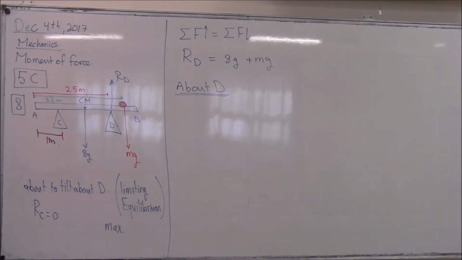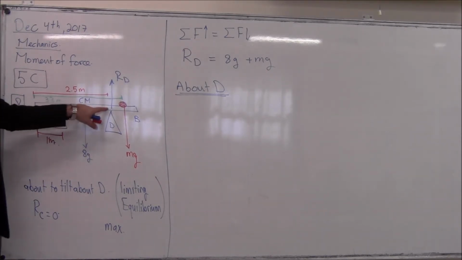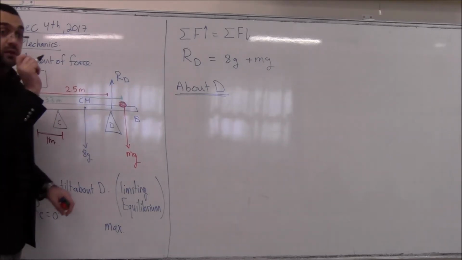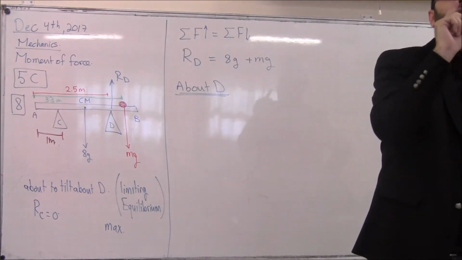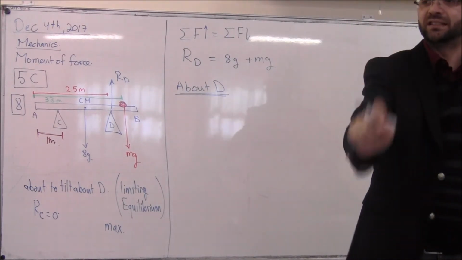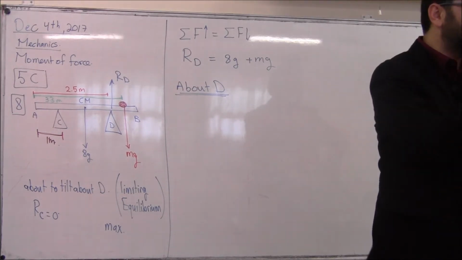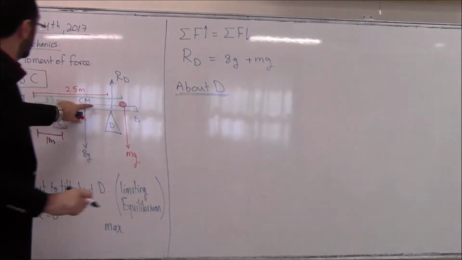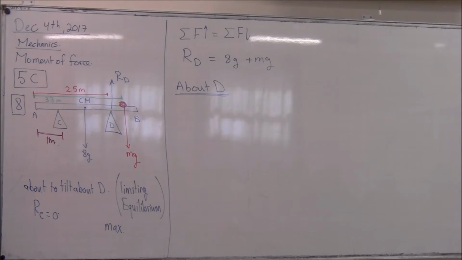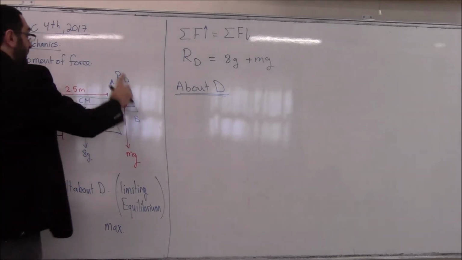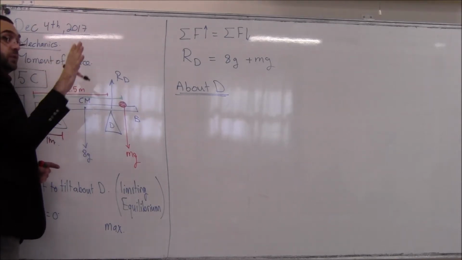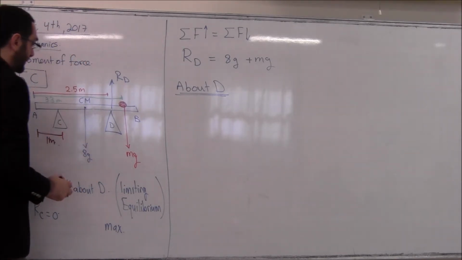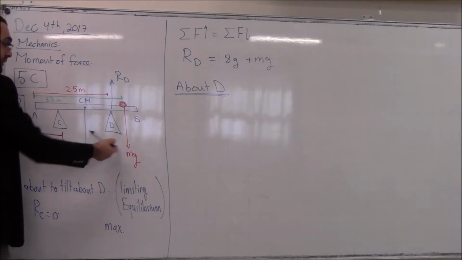Why will I take the moments about D? Who can tell me why? I will cancel RD from the calculation. RC is already zero. Guys, pay attention. I'm cancelling RD from the calculation, but RD still acts on the rod. If I take the moment about D, we exclude RD from the calculation only.